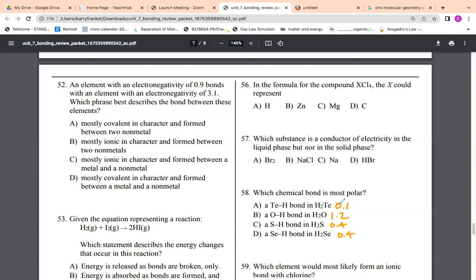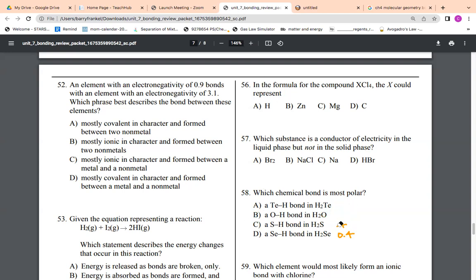Now, 0.1 is really, really nonpolar, okay? And 0.4 is right at the beginning of being polar. So an SH bond is polar, but not really polar. It's very slightly polar. And same thing for Se and H. So OH, you can see here, is the most polar thing here. This falls sort of on the higher end of our polar range, okay?